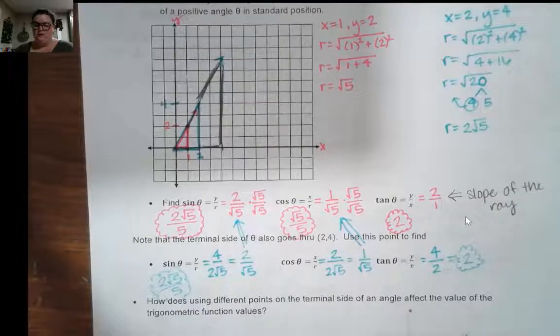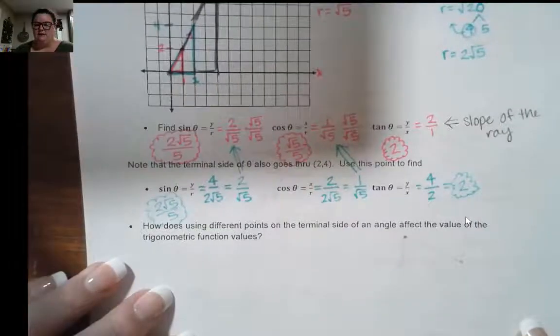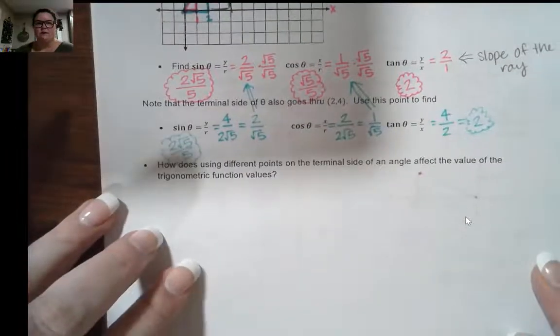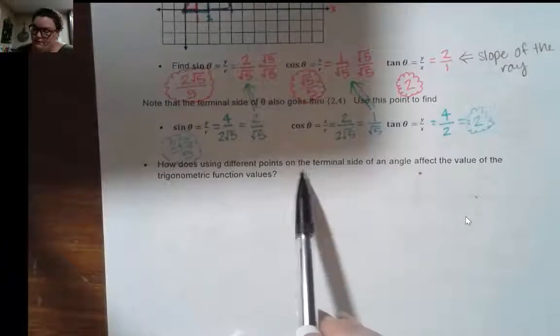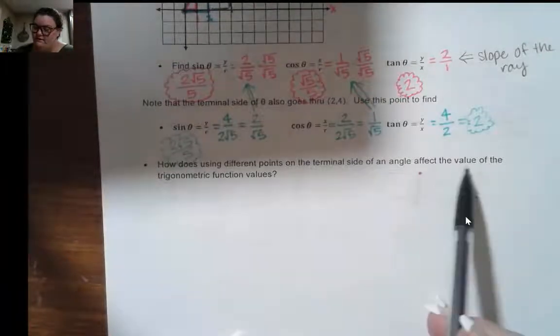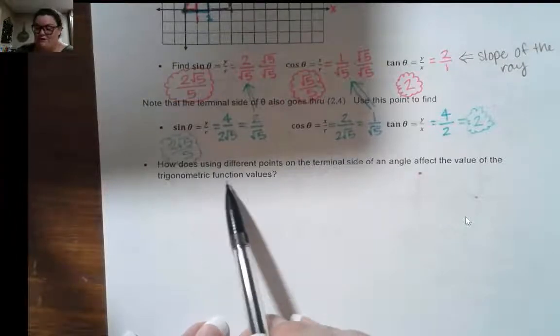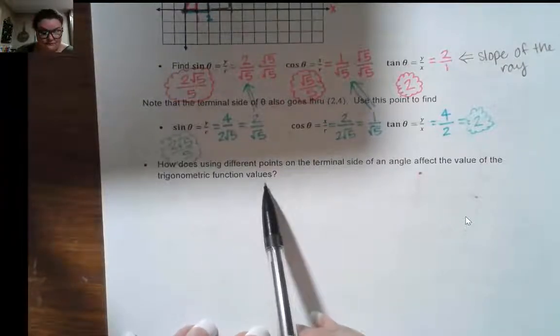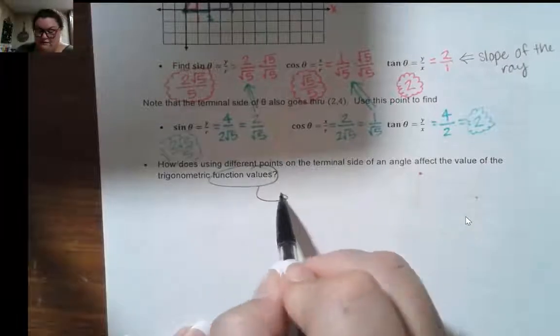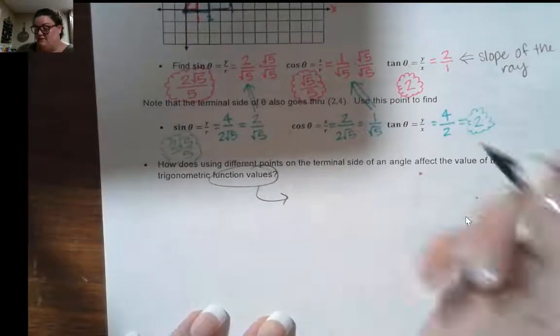Okay. All right, so let's see what this says. I think I answered the question before I read it. It says, how does using different points on the terminal side of an angle affect the value of the trigonometric function values? Okay, so what happens? Well, it doesn't affect them, right?